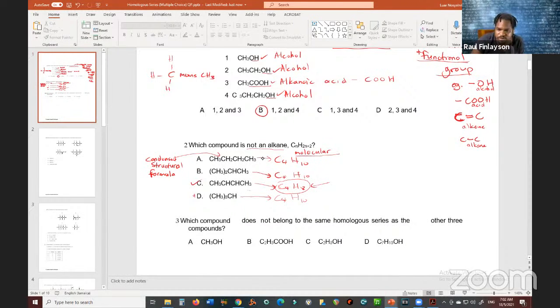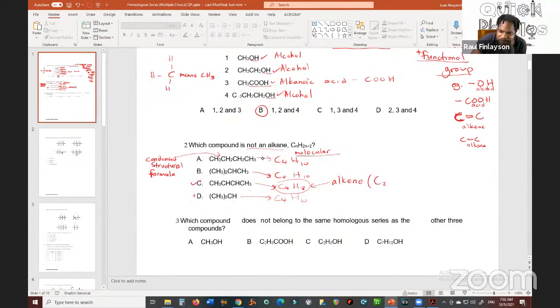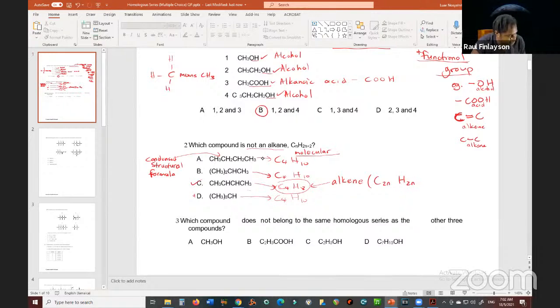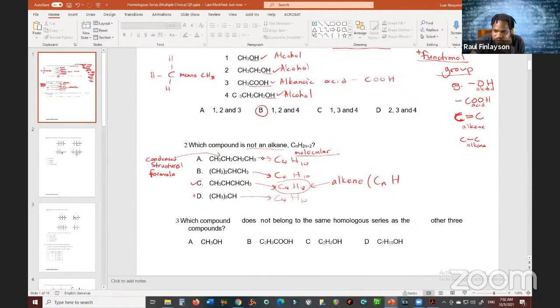So certainly this would be an alkene, and the general formula would be CnH2n. Sorry, my bad, writing crap here. CnH2n is the answer here.